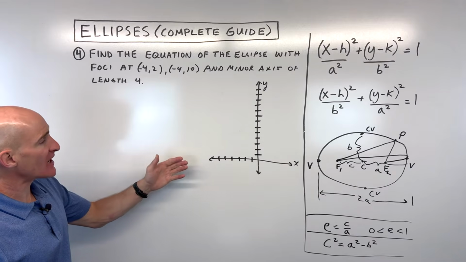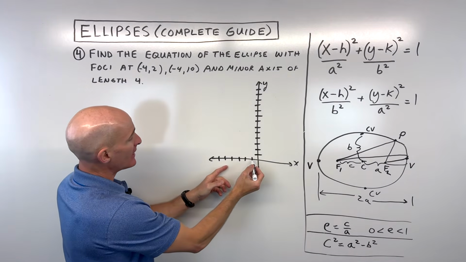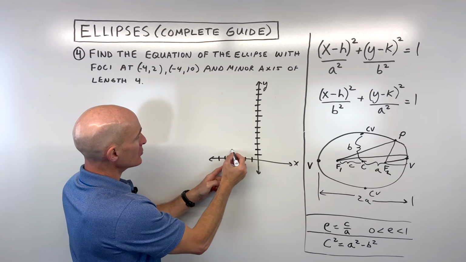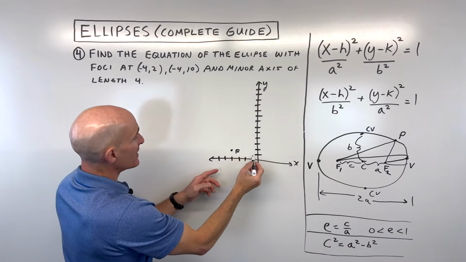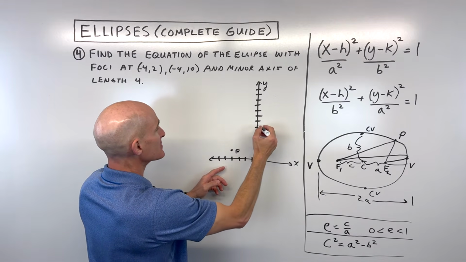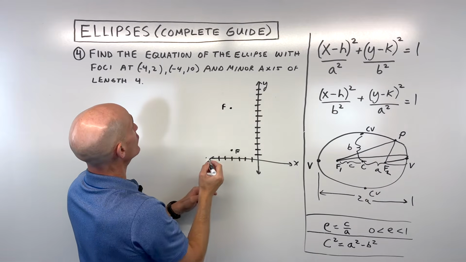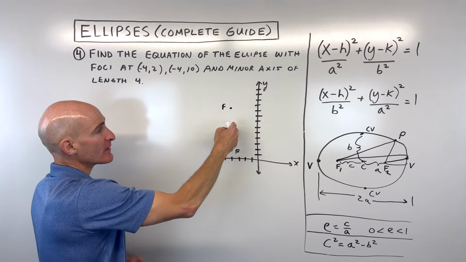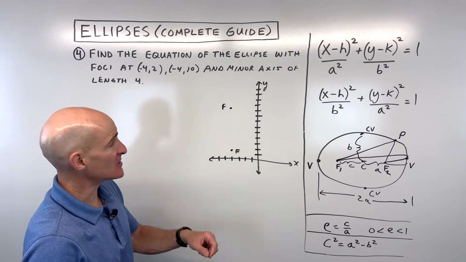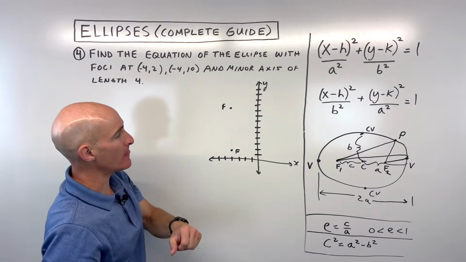Well, I always like to draw a sketch just to help me visualize what this ellipse is looking like. So we've got (-4, 2). That's one of our foci. And we have (-4, 10). Let's see, 1, 2, 3, 4, 5, 6, 7, 8, 9, 10, right about here. That's our other focus. And a minor axis of length 4. Now remember, the foci are on the longer axis, the major axis, which means this ellipse is going to be elongated in this vertical direction.